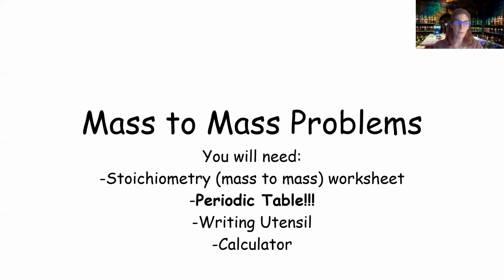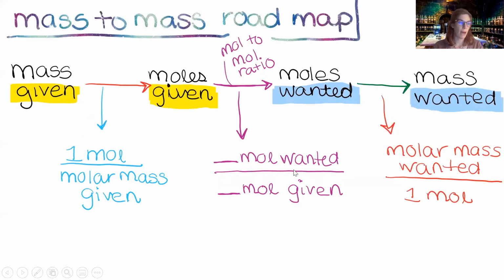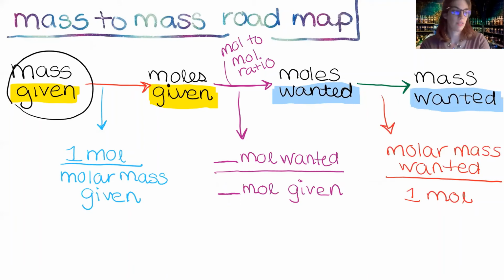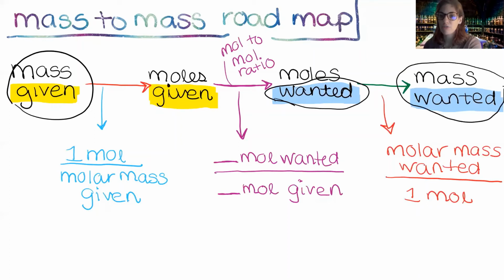It sounds complicated, but it actually follows the same pattern, or as I like to call it, roadmap. Every single time, you always start with your given mass. Then you use its molar mass to convert it to moles. And once you have moles of your given, you use that mole-to-mole ratio, which we've been practicing with, to convert it to moles of what it's asking for, elements and compounds. Then you take it one step further and find the molar mass of what you want and use that to convert to grams of your substance that it's asking for.